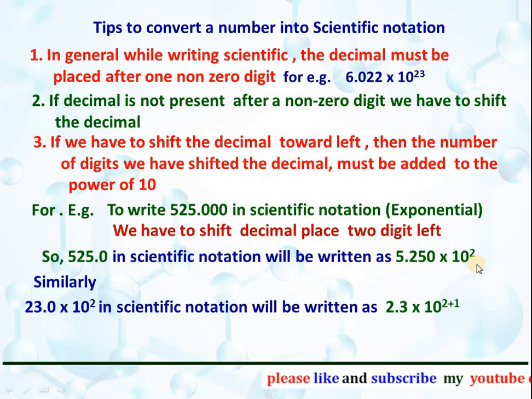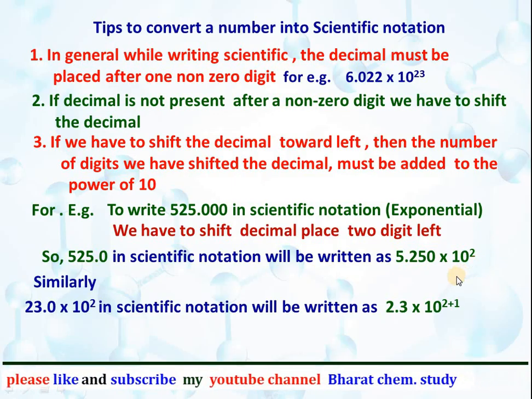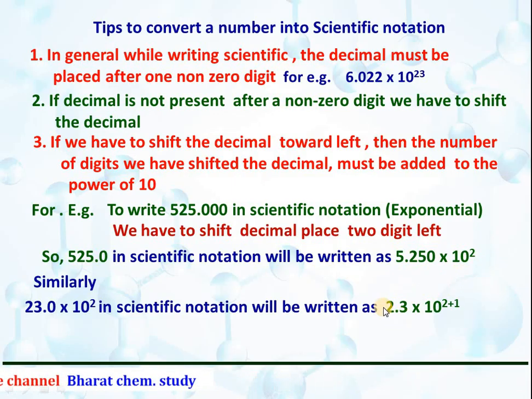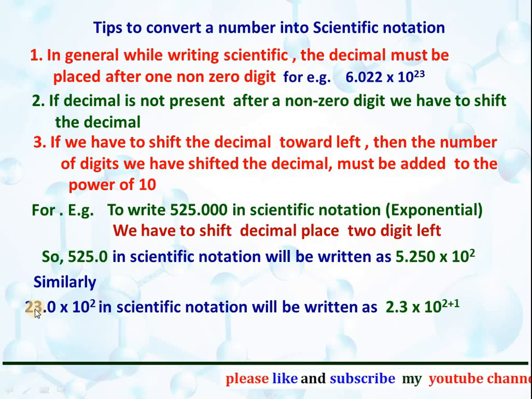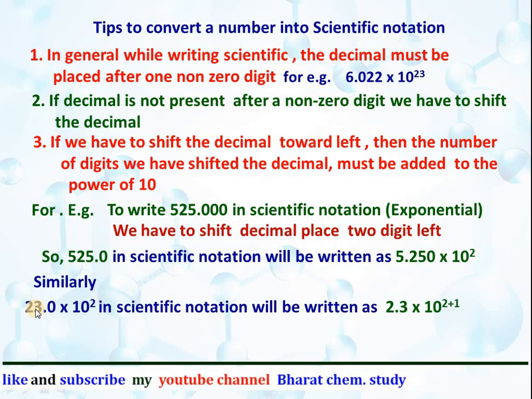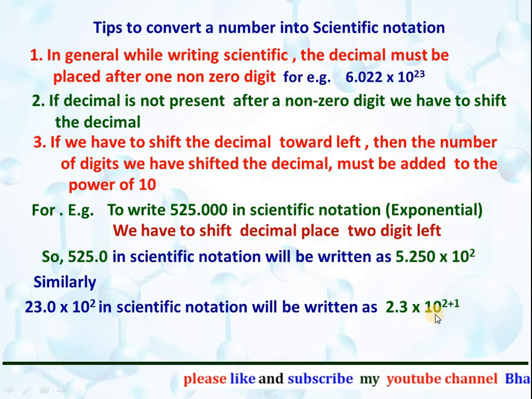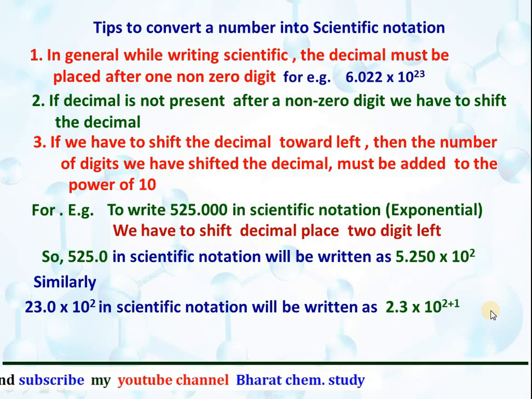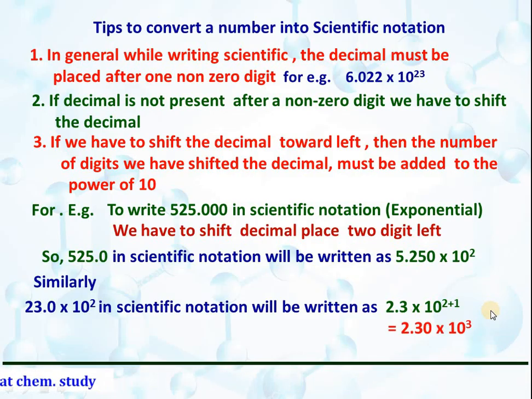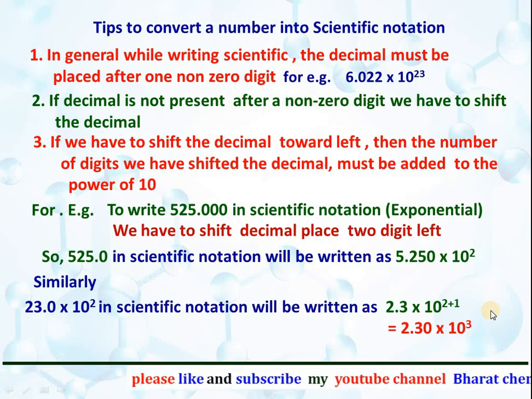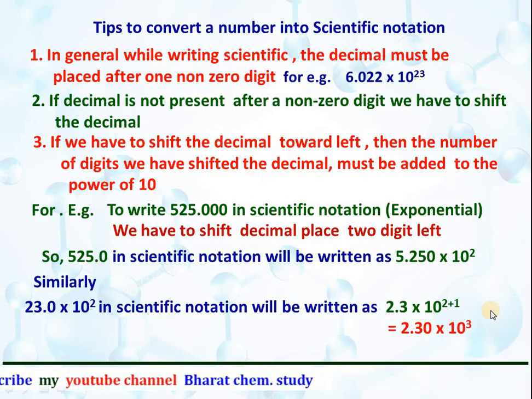Similarly, 23.0 into 10 to the power 2 in scientific notation will be written as 2.3, and because the power is 2 and we are shifting the decimal 1 place to the left, we are adding 1 more to the power of 2. So the value in scientific notation can be written as 2.3 into 10 to the power 2 plus 1, that is 2.3 into 10 to the power 3. So this is the way to write the scientific notation. Always try to place the decimal after a non-zero digit.